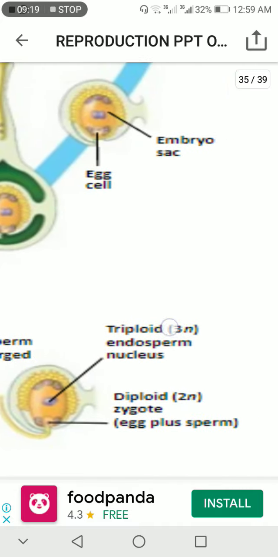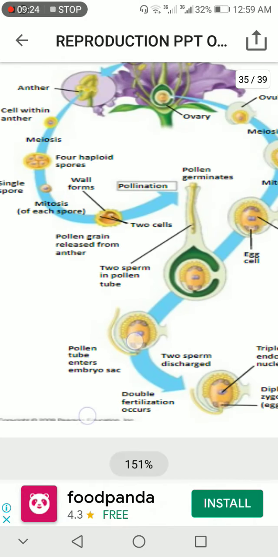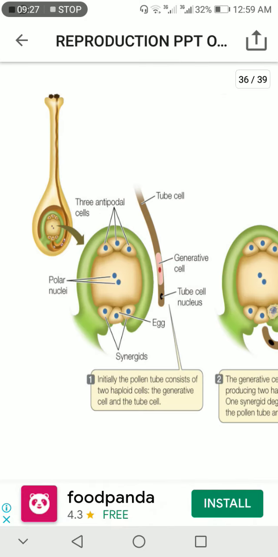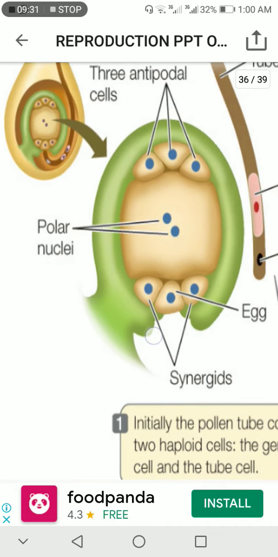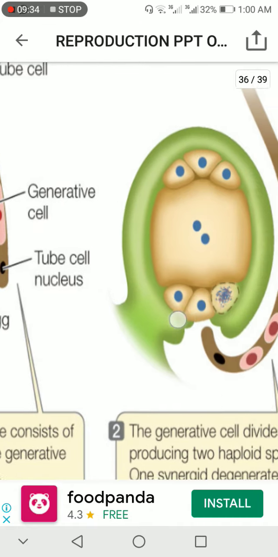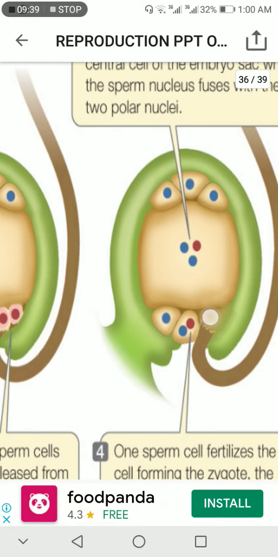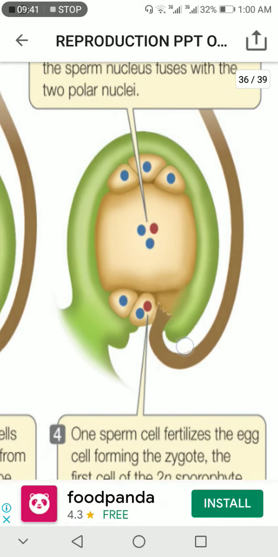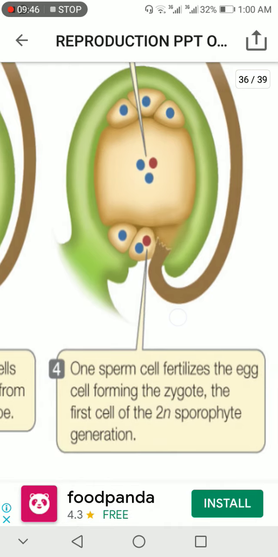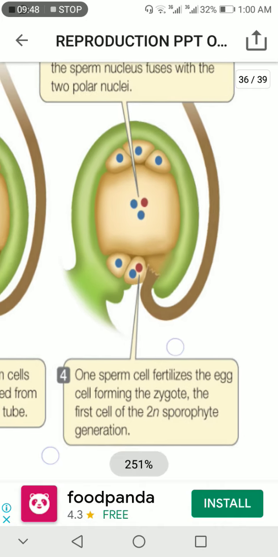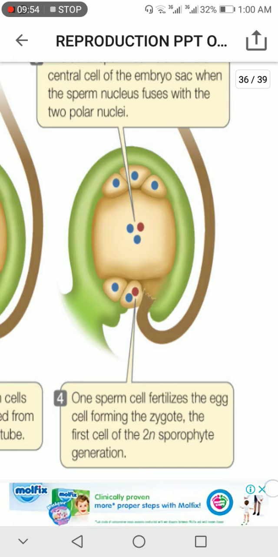After the double fertilization, this 8 nucleated structure is going to produce the endosperm and the embryo, which is the future seed. You can see the future seed, and this seed will have the endosperm for food, which is formed due to this triploid nucleus. And the lower one, where one sperm cell fertilizes the egg cell, forms the zygote. It is a diploid zygote which is making the embryo, and in this way the generation of a plant will be continued.